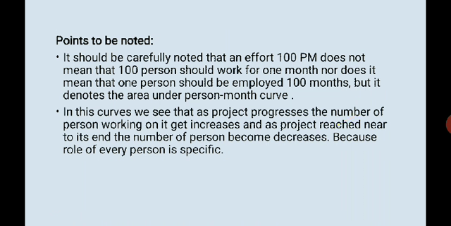This is the point that we have to note here: effort of 100 PM does not mean that 100 persons should work for 1 month, nor does it mean that one person should be employed for 100 months, but it denotes the area under the person month curve. In this curve, we see that as the project progresses, the number of persons working on it increases, and as the project nears its end, the number of persons decreases. So the role of every person is specific, right?